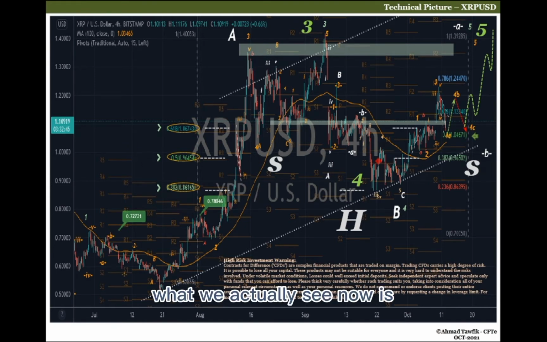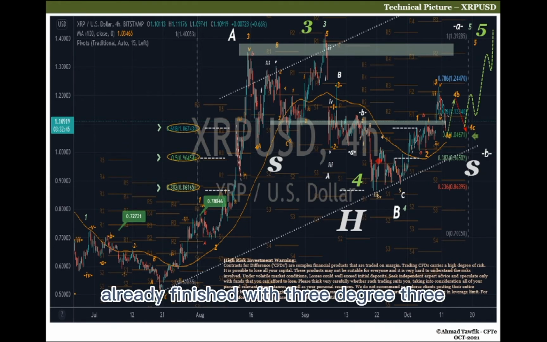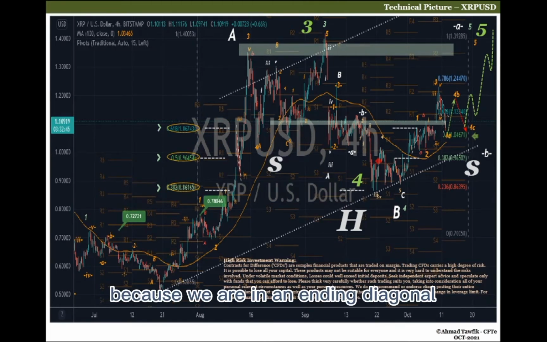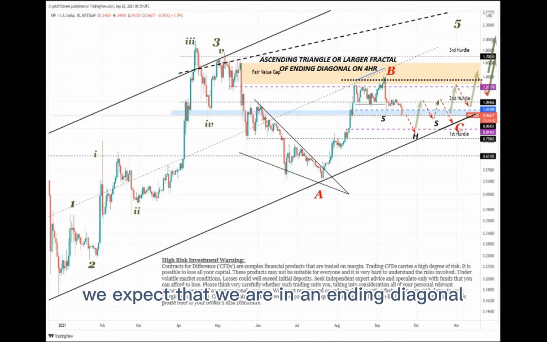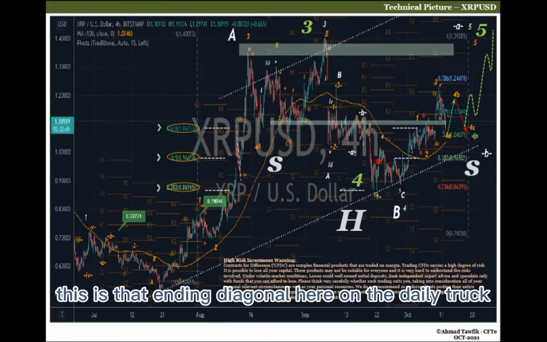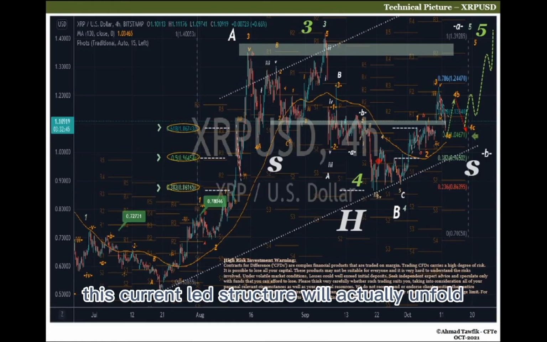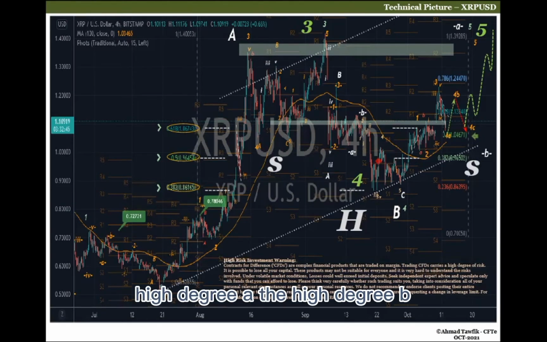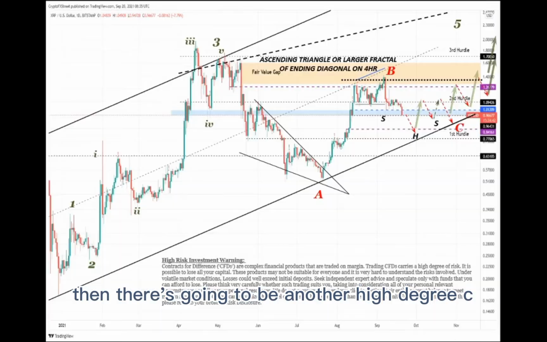Okay, so what we're actually seeing now is that the market has already finished wave 3, degree 3, of course, at the neckline. Because we are in an ending diagonal, we expect that we are in an ending diagonal. This is that ending diagonal here on the daily chart. This current Elliott structure will actually unfold. It's in 5 waves, but it's doing an A and a B and a higher degree C. You have that higher degree A, the higher degree B, then there's going to be another higher degree C.